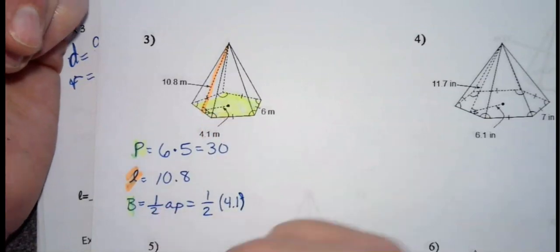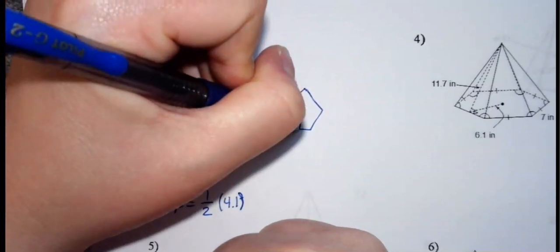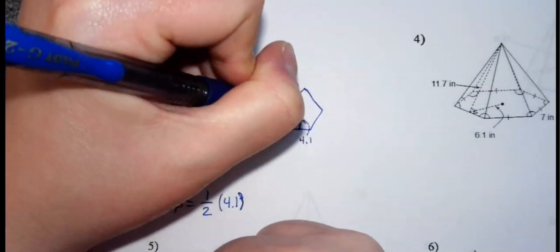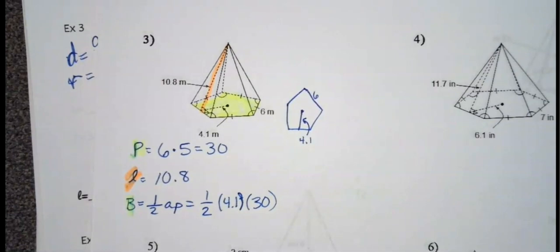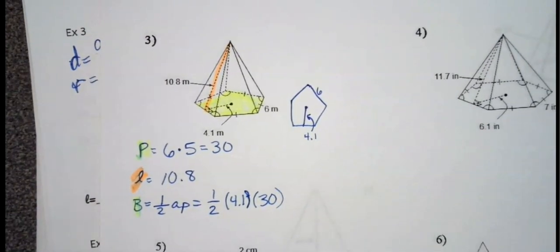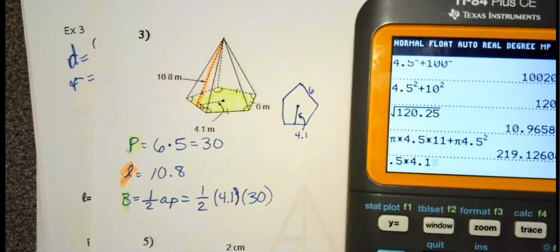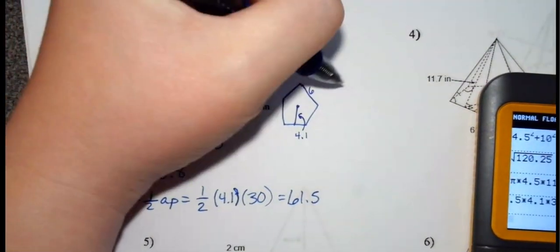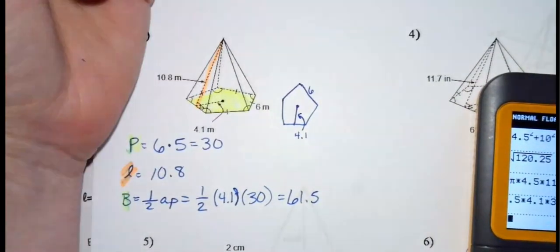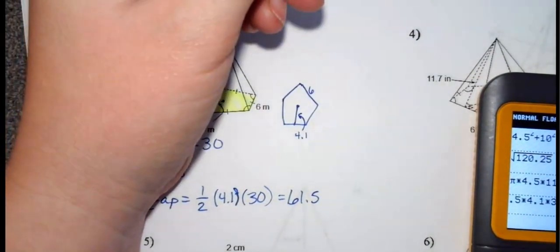It's right there. My perimeter, we've already found the perimeter. It's right there. So you just have to plug the numbers in. 0.5 times 4.1 times 30 is going to be 61.5. So now we have all the things we need. We have our P, we have our L, we have our capital B. Where's my formula? Oh, it's right here.